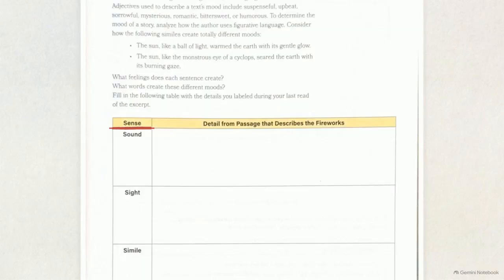Let's map those sun similes to their resulting moods. Looking at the sensory table, the sight of a gentle glow engineers an upbeat or romantic mood. Conversely, the sight of a monstrous eye engineers a suspenseful or oppressive mood.